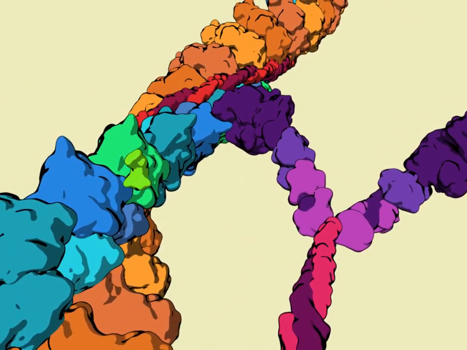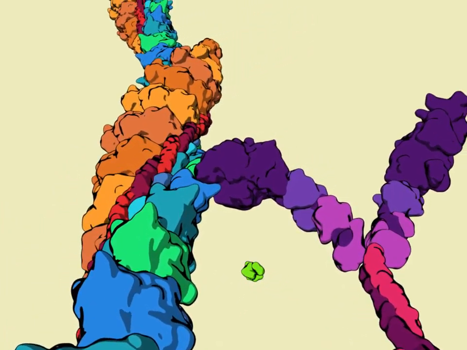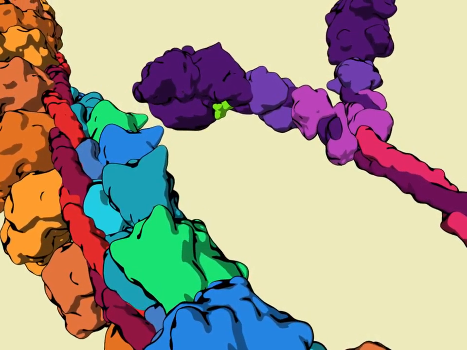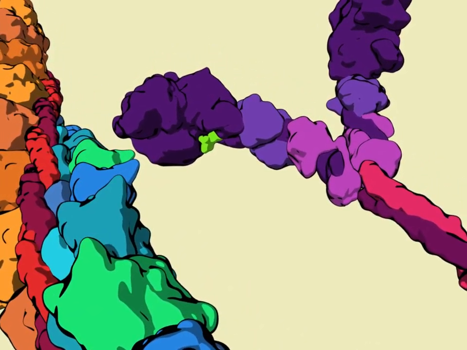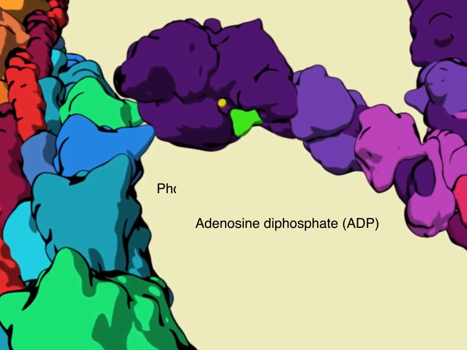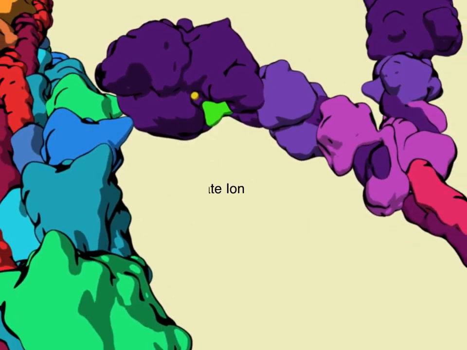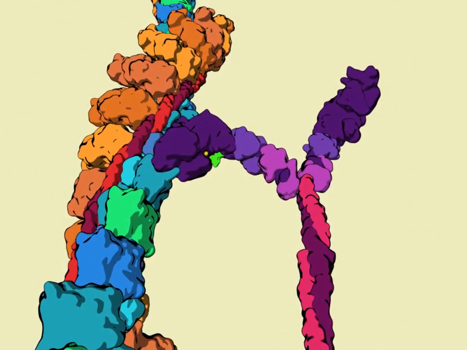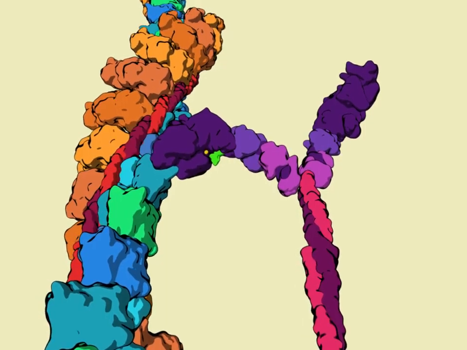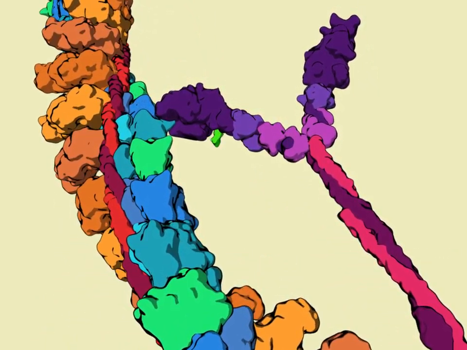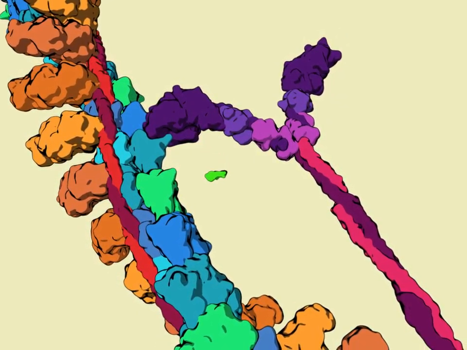Initially, an ATP molecule binds to an actin-bound myosin head, releasing the actin-myosin connection. The ATP splits into adenosine diphosphate, or ADP, and a phosphate ion, and the myosin head reattaches farther down the actin filament. The phosphate ion is then released, causing the myosin arm to swing back, pulling the actin filament towards the center of the sarcomere. The ADP releases and the cycle begins again.